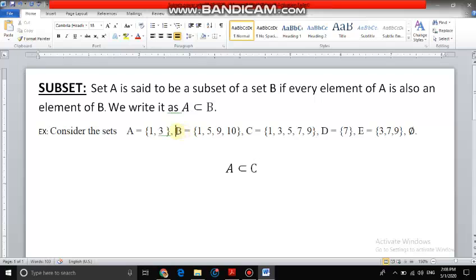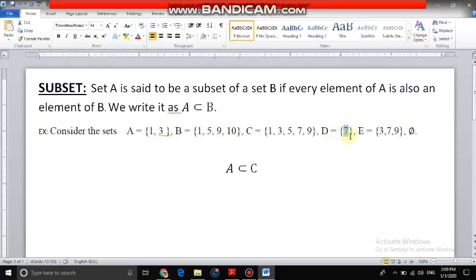Now what about B and C? Can I compare B and C? Are they subsets? Just check. 1 and 1 is there in both sets B and C. 5 and 5, yes, 5 and 5 is there in both the sets. 9 in B, 9 is also in C. But if you observe the set B, 10 is there in B, but C has no 10. So hence B is not a subset of C. Okay, B is not a subset of C.